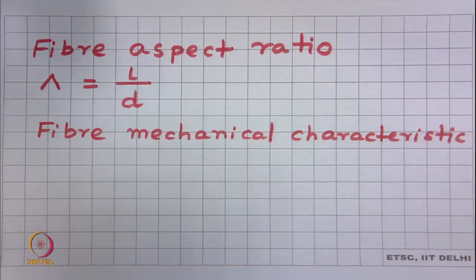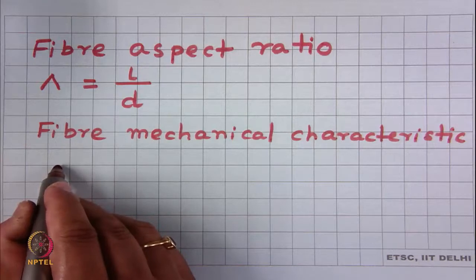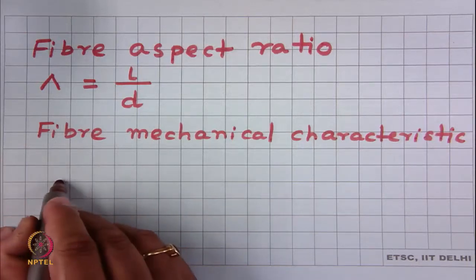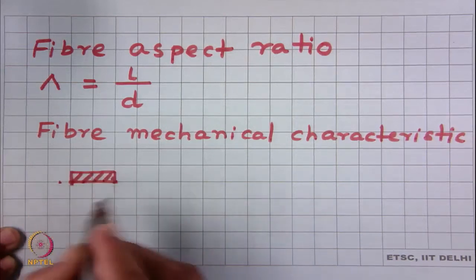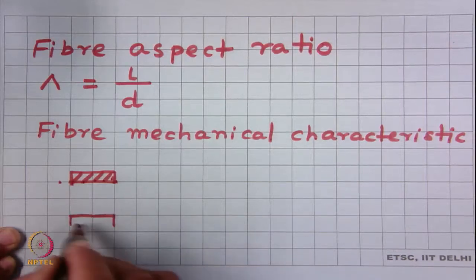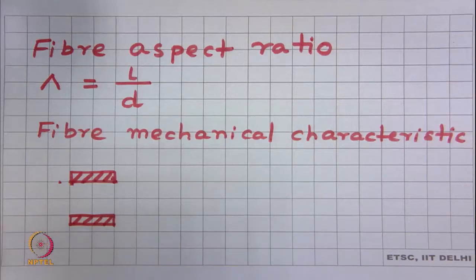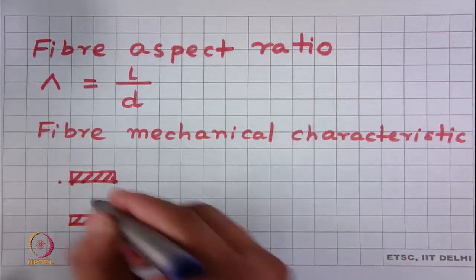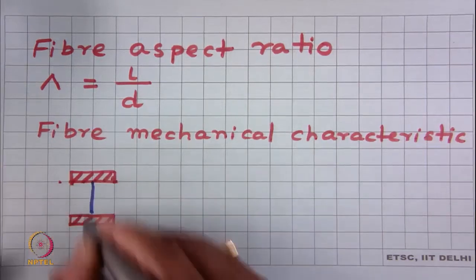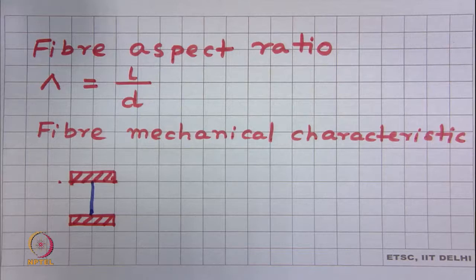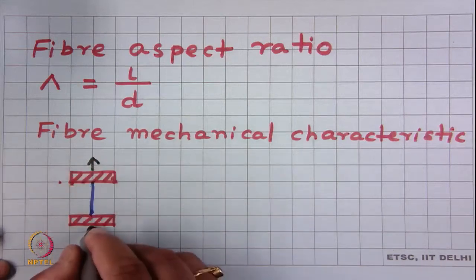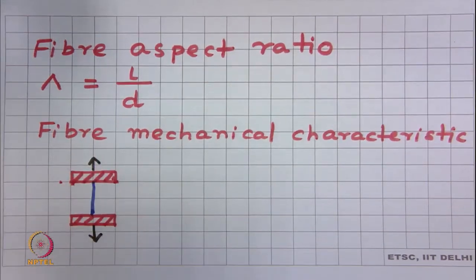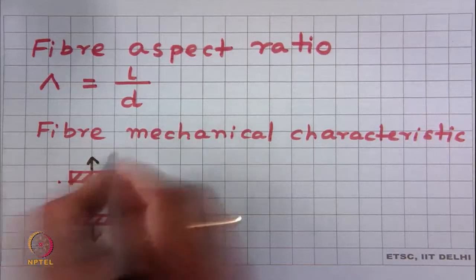Fiber mechanical characteristic. Now, how do we test the mechanical properties of a single fiber? We have the jaws of a tensile tester and we mount a single fiber. Right, then we apply force. Suppose this force is F.